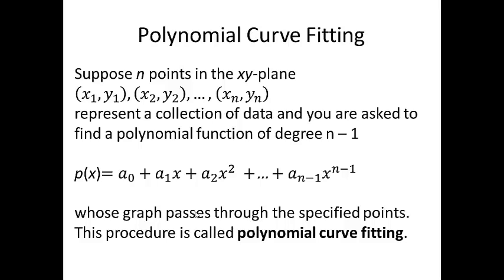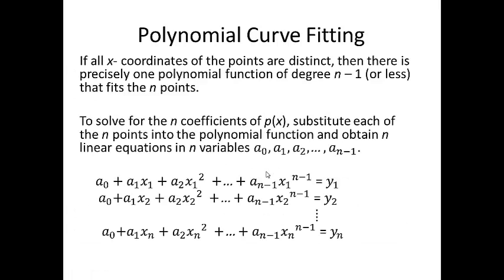Now I want you to observe something. There are points (x1, y1), (x2, y2), ..., (xn, yn), and the polynomial function we are interested in has degree n minus 1. In other words, the last term would be a(n-1)x^(n-1). Always remember this: n points, polynomial function, degree n minus 1. Now, if all x coordinates of the points are distinct, then there is precisely one polynomial function of degree n minus 1 or less that fits the points.